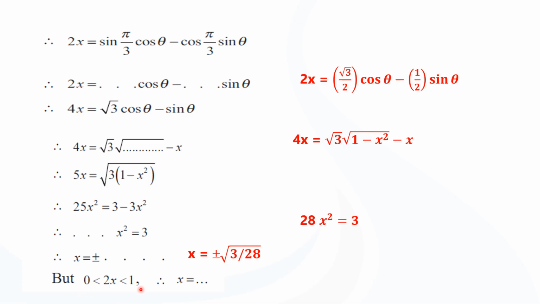But what we are given, 2x lies between 0 and 1. So we have to take only the positive value. So x has to be square root of 3 by 28. So that completes this sum. Complete this and move further.